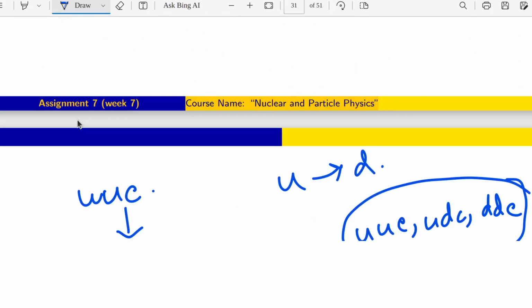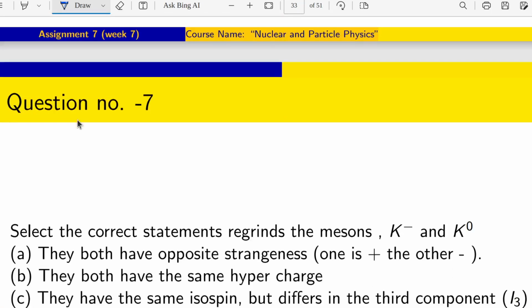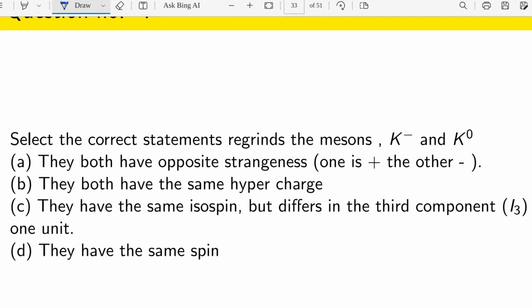Now coming to the next question. This is question number 7. Select the correct statements regarding the particles K minus and K0. Okay, K minus and K0. There are 4 options about these, and we have to work out which one is correct, or how many are correct and which ones they are. It is possible that more than one is correct.